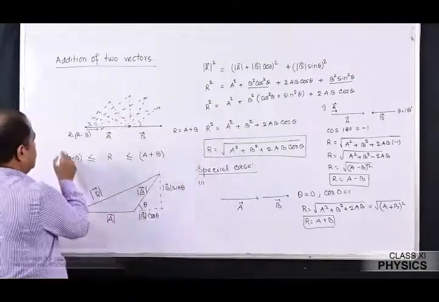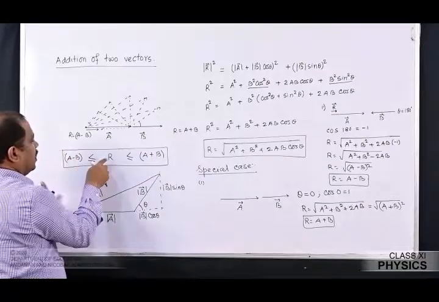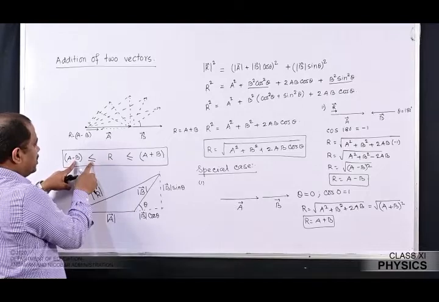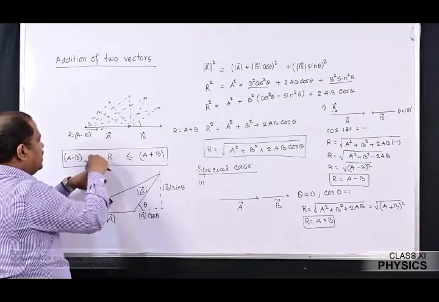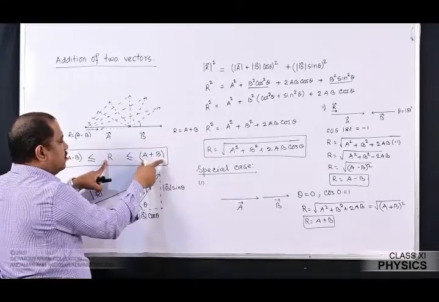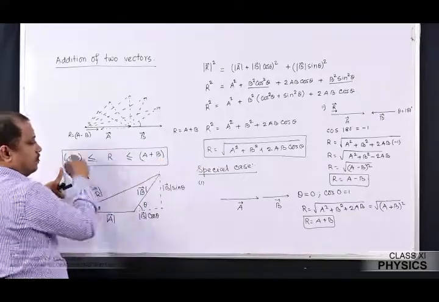So this concept we need to keep in mind. The magnitude of R, the resultant vector, can be equal to A minus B or can be greater than A minus B, and it can extend up to a maximum of A plus B. This is the interpretation that we can make out of this.